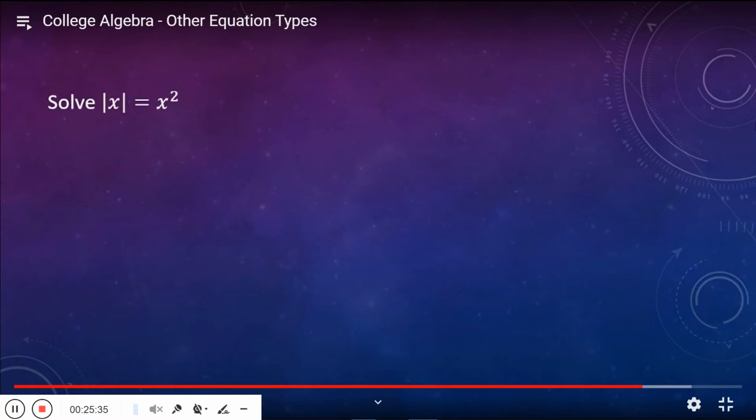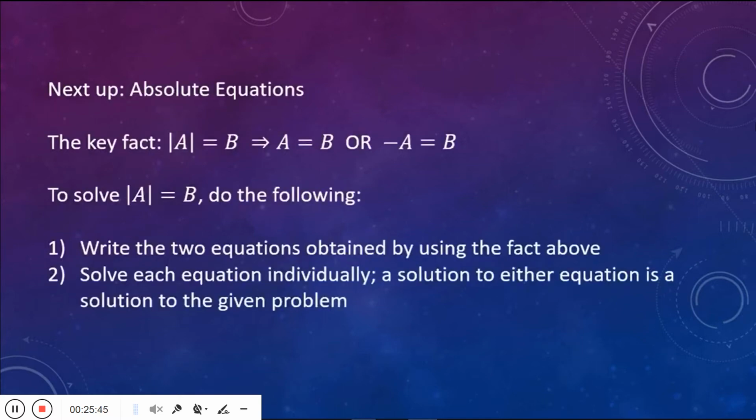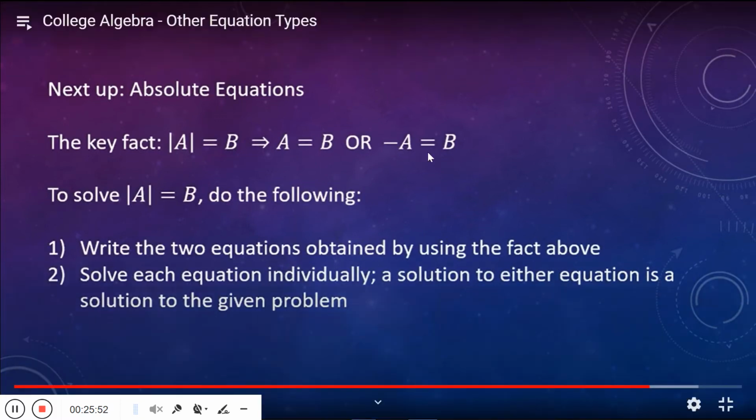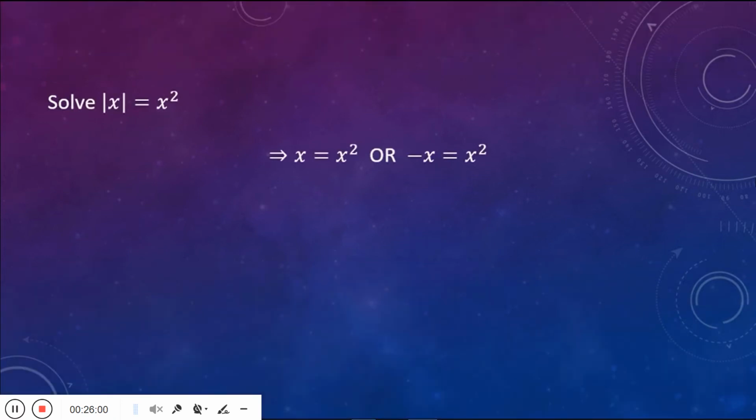So here, we're solving the absolute value of x is equal to x squared. This is a very friendly, very low level kind of problem. Not going to get too complicated with these. So we're going to write the two equations obtained by using this fact right here. This is going to turn into x equals x squared, or minus x is equal to x squared.